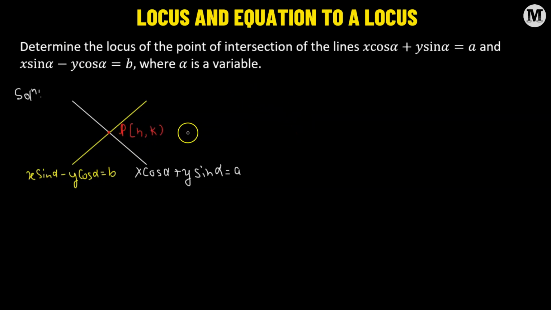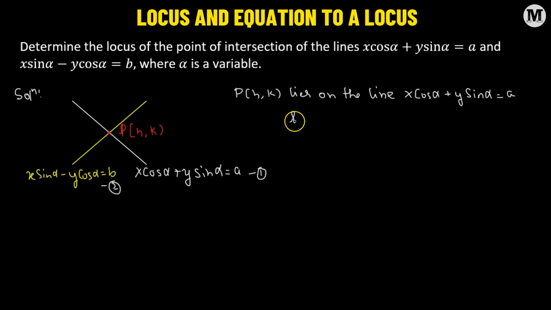Now, since the point P lies on the line, let's just call it equation number 1, and the second line is equation number 2. Now we can clearly observe here the point P lies on the line given by equation number 1. So that means its coordinates are going to satisfy the equation of the line. So we can replace the value of x with h. So we have h times cosine alpha plus, the y will be replaced with k, k times sine alpha. This will be equal to a. We're going to label this as equation number 3, since I've already chosen 1 and 2.